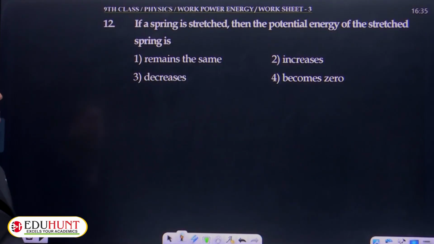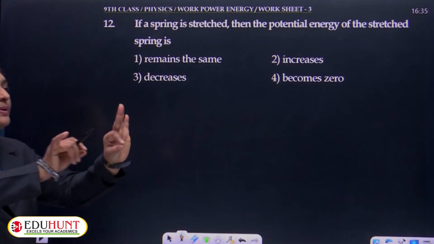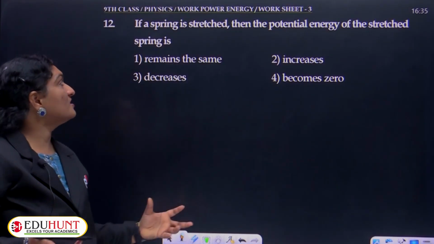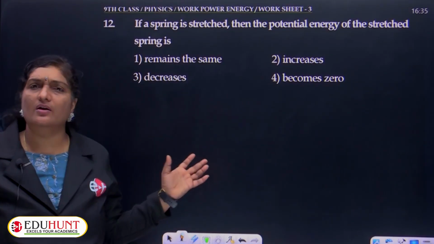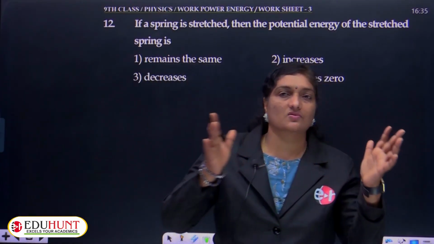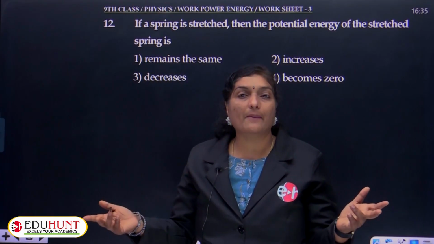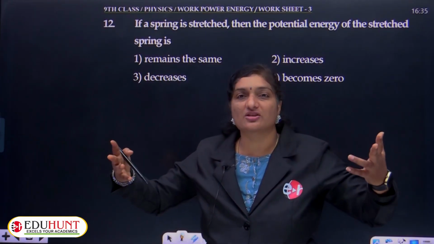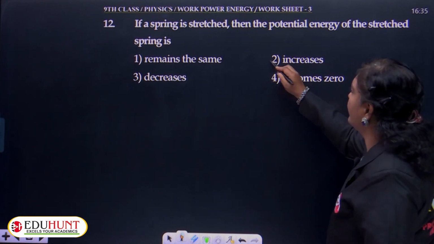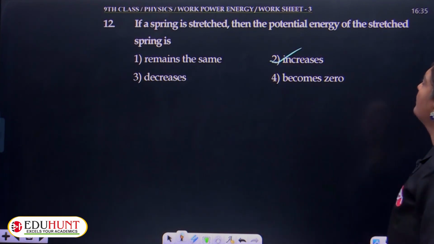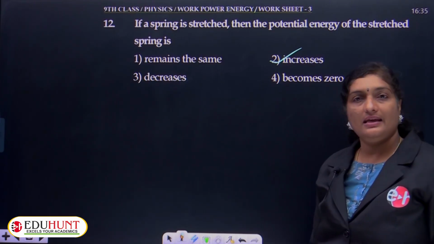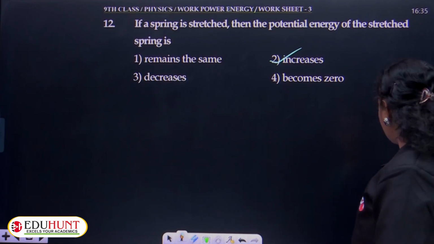So next, moving to the 12th question. If a spring is stretched, then the potential energy of the stretched spring, we already discussed it. Whenever the spring is compressed or whenever the spring is stretched, what happens? It gains potential energy. Potential energy increases. Therefore, the correct option is that the potential energy of the stretched spring increases. So option 2 must be true.